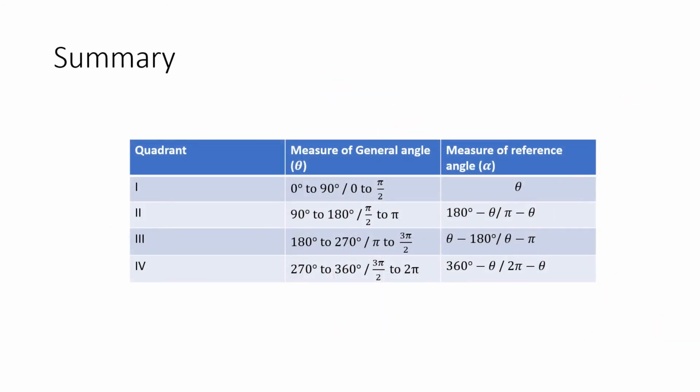So this is a table summarizing all our formulas. In quadrant 1, again, alpha equals theta. Quadrant 2, alpha is 180 minus theta, or pi minus theta. In quadrant 3, alpha is theta minus 180 degrees, or theta minus pi. In the last quadrant, alpha is 360 degrees minus theta, or 2 pi minus theta.